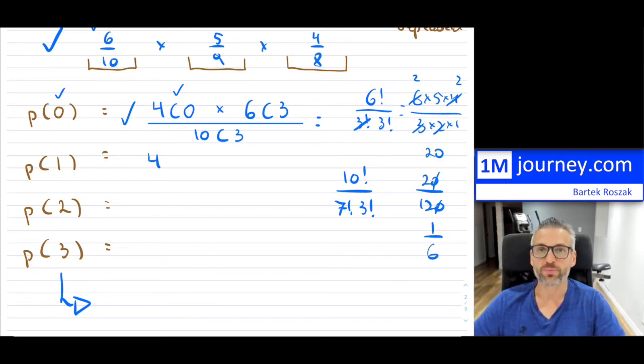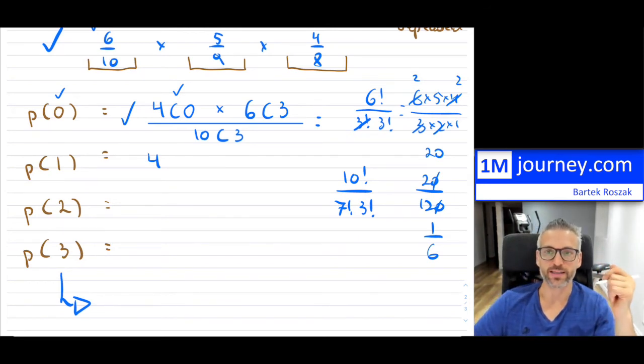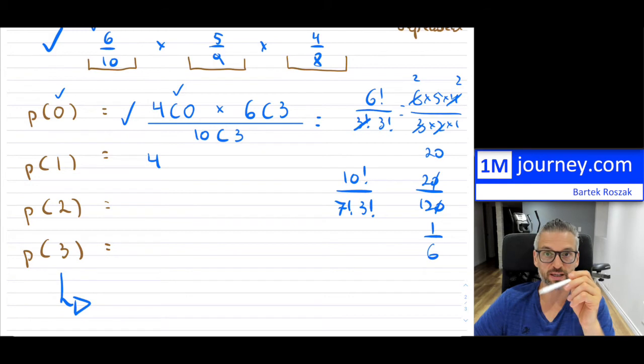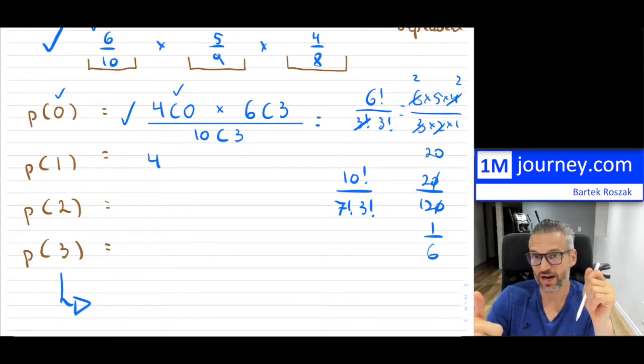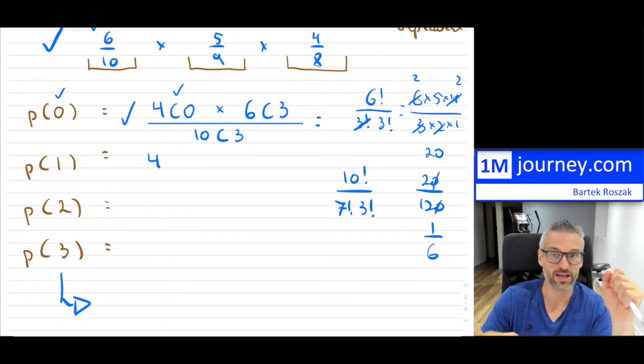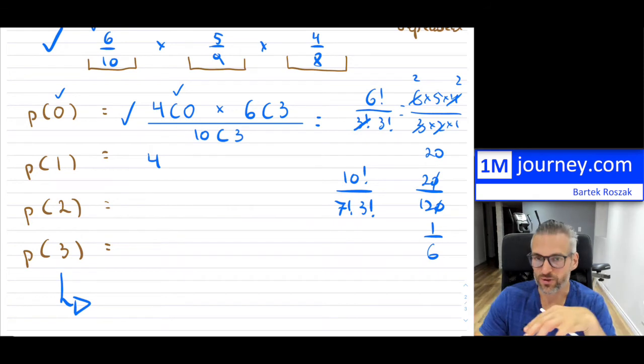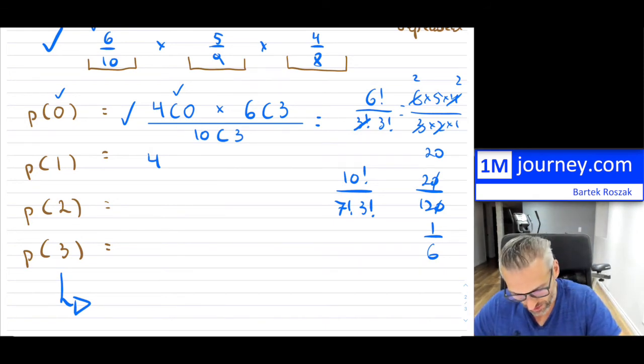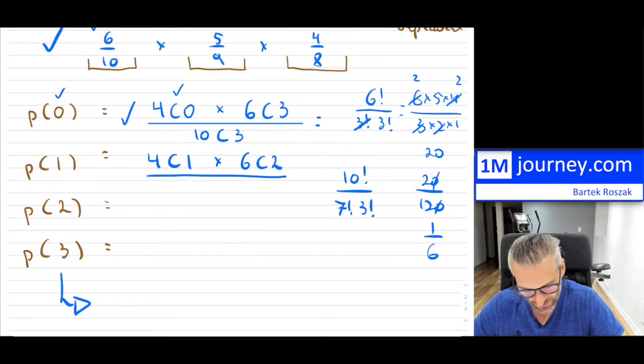Now, the probability of having 1 green isn't so easy. You would have to say, well, green can happen on the first trial, it can happen on the second trial, or it can happen on the third trial, and then figure out what the total is. Or you can just say, well, 4 choose 1. Doesn't matter where it happens. And then that leaves you 6 choose 2 of the black ones, divided by 10 choose 3.